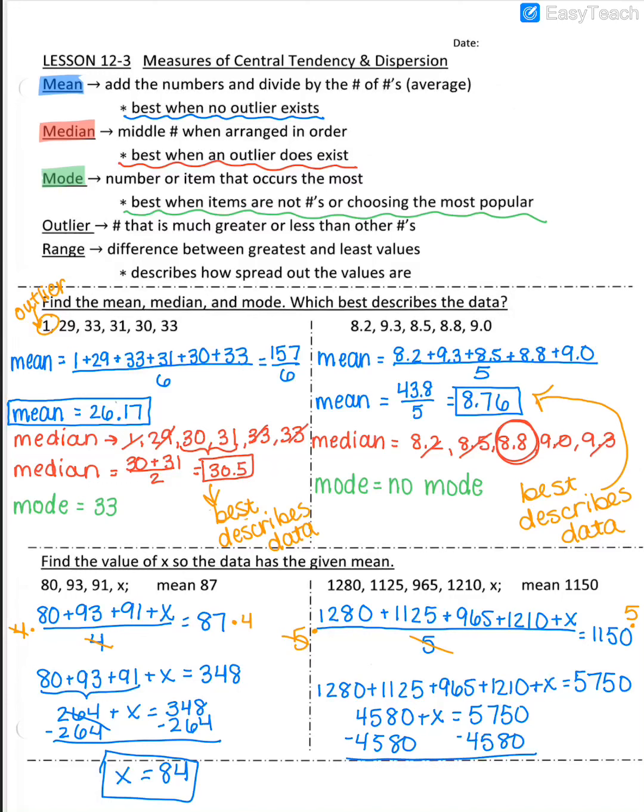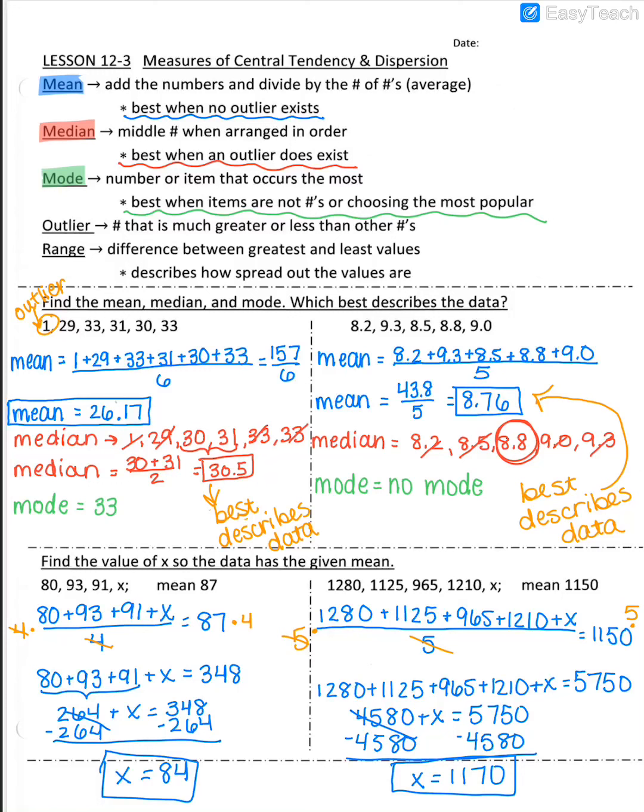All right, and so we get x equals, let me subtract here, and we get 1,170. So this one is a little bit bigger than the other ones, but that kind of again makes sense because my mean is way larger, so there probably is an outlier here.